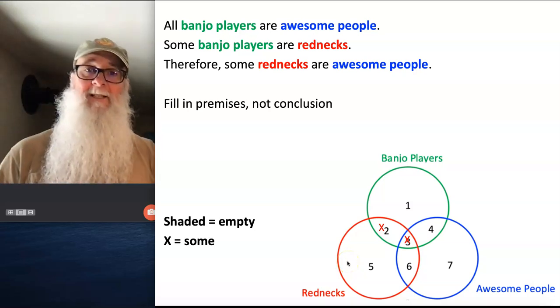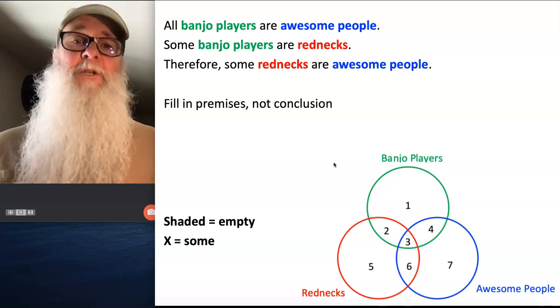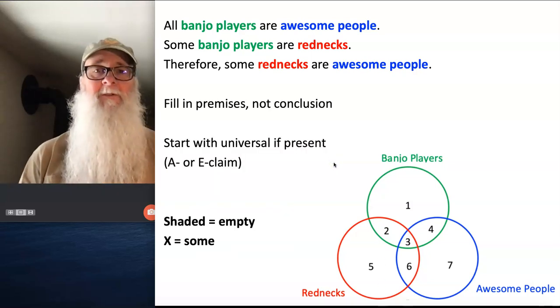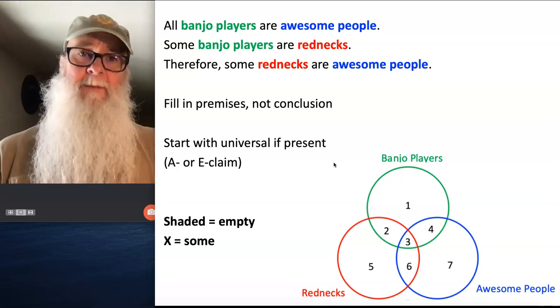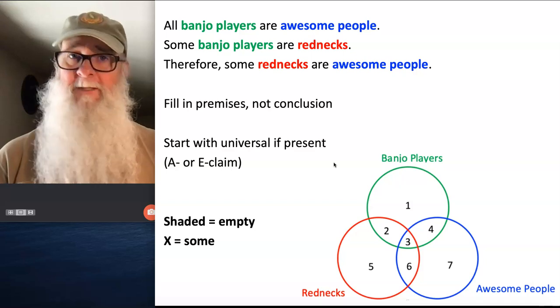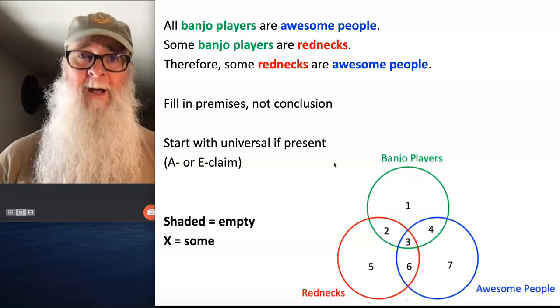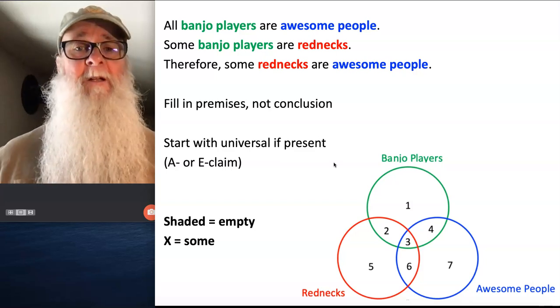So the lesson here is this. When you're marking your Venn diagram for a given categorical syllogism, you always start with the universal premise if there's one present. All valid categorical syllogisms are going to have at least one universal premise, at least one premise that starts with all or no, and that's the one that you mark first. Never mark the particular statement first.